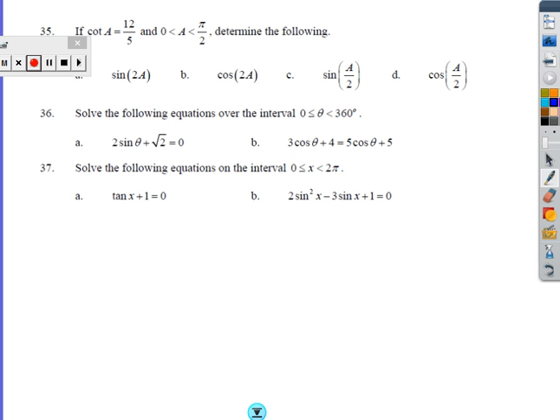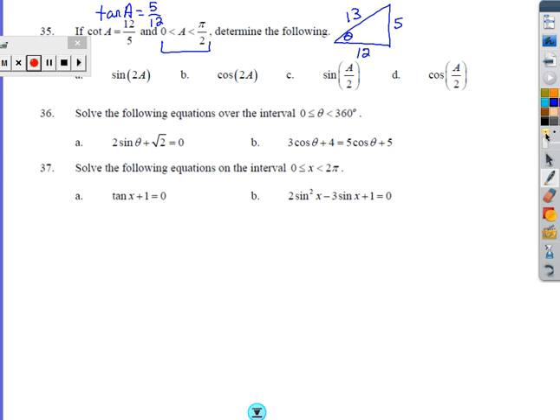Next, I see that they told me what cotangent is. I find it more helpful to think about tangent. So the tangent of A would be 5 over 12. And based on what A is, I know it's got to be in quadrant 1. So let me sketch out what this triangle would look like. So the opposite side would be 5, the adjacent would be 12. And if I use the Pythagorean theorem, then I would wind up finding that the missing side is 13.